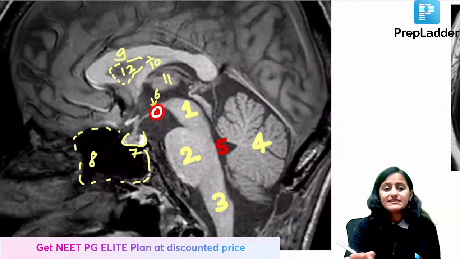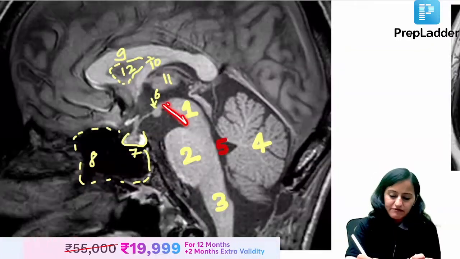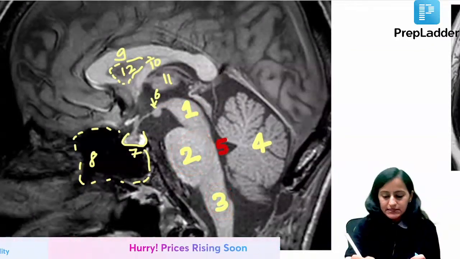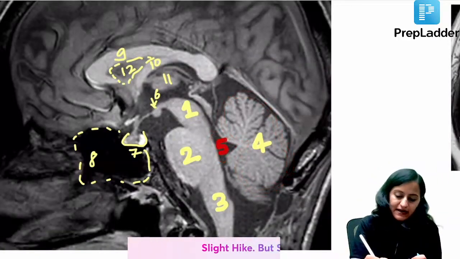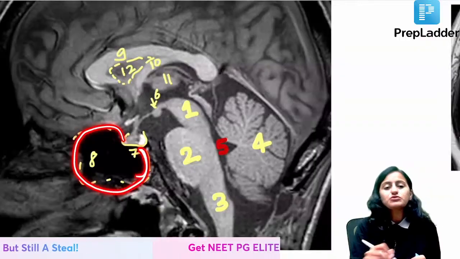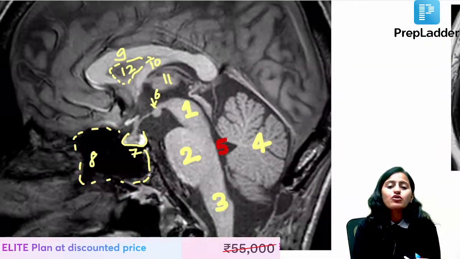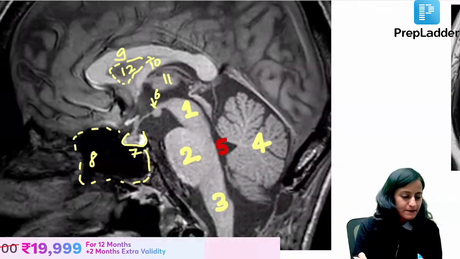Number 6 is mammillary body. Okay, this is mammillary body in front of the midbrain. Then you have pons, then you have medulla. This is the fourth ventricle. This is the cerebellum. Right, this is where you have the pituitary gland and adjacent to pituitary you have what sinus, the black air-containing, that's the sphenoid sinus there. Okay, clear with everyone?